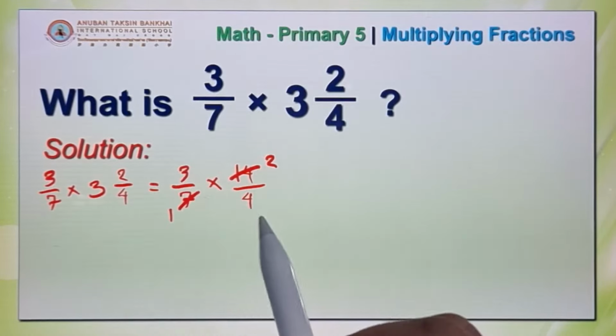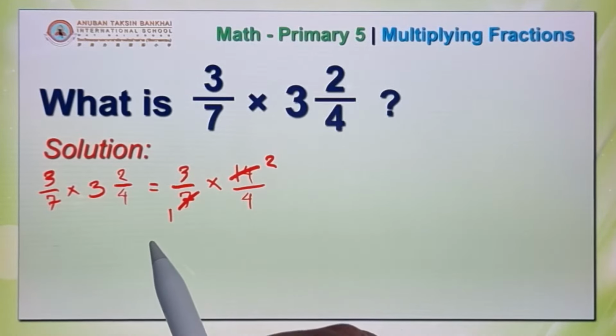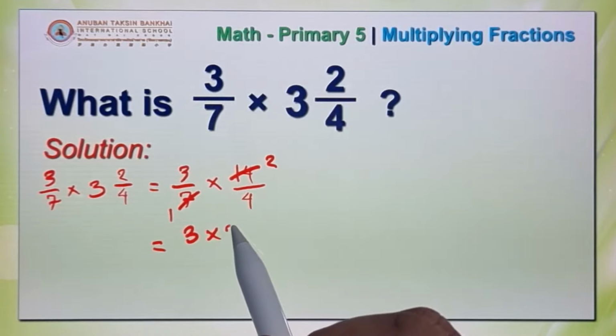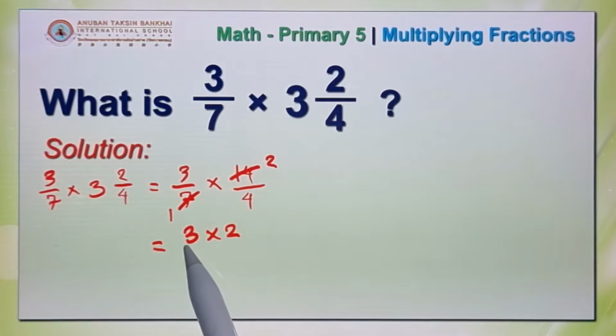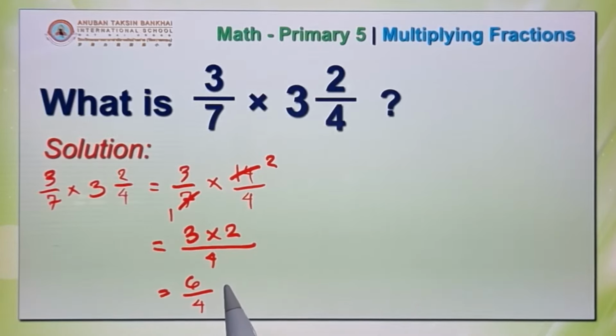So can we cancel again? We cannot cancel, so let's rewrite our number sentence. So we have here 3 times 2. Since this is 1, we can just write over 4. Okay, so 3 times 2, we have 6, and then over 4. Now, this is an improper fraction. We need to change that into a mixed number. So we can show our solution very quickly.